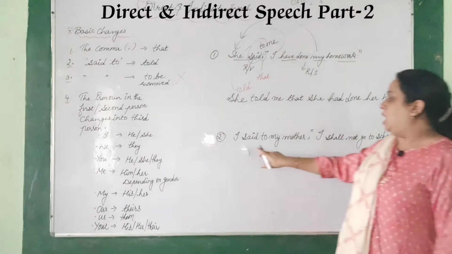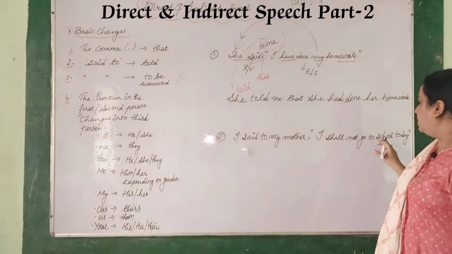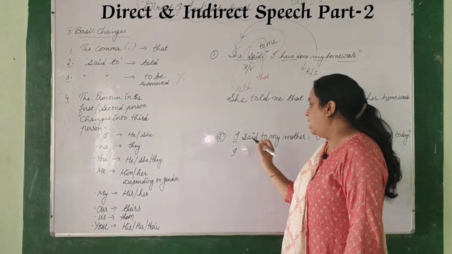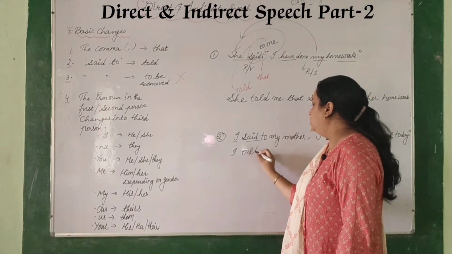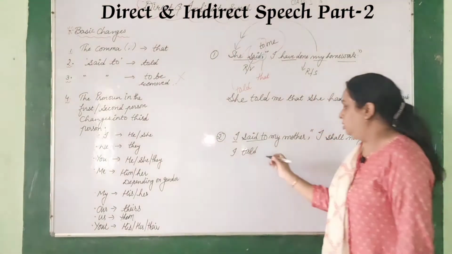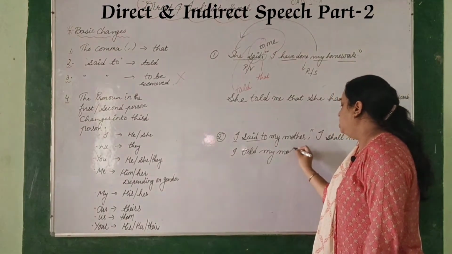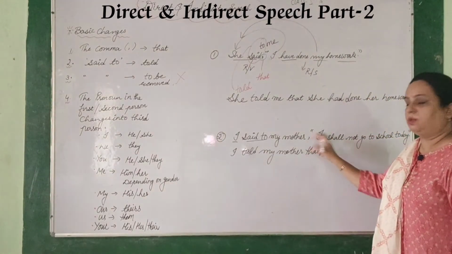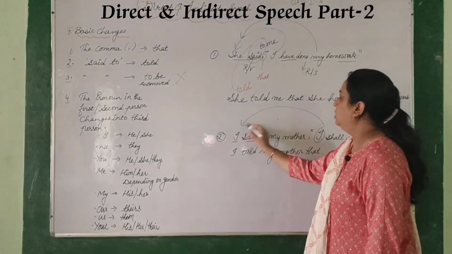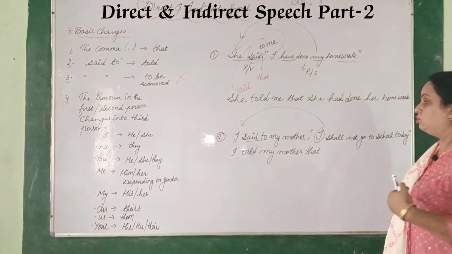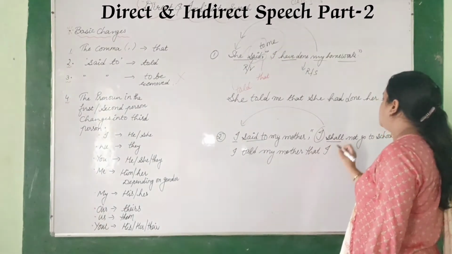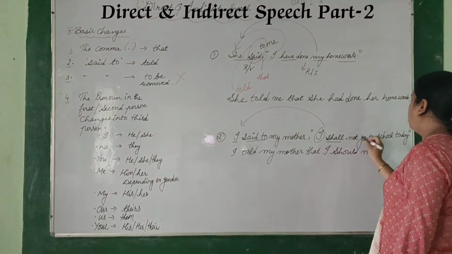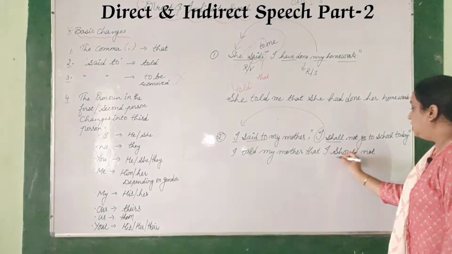Let's take the second one. I said to my mother, comma, I shall not go to school today. So here what is the pronoun? That will be the same, I. Said to changes into what? Told. To whom I said? My mother. So I told my mother. Comma changes into that. And these quotation marks we have to remove now. This I once again changed with I, because I said to my mother. So that is I. Now here the shall changes into should. I should not. Now go remains go, because here it is should, a modal takes verb first after that.